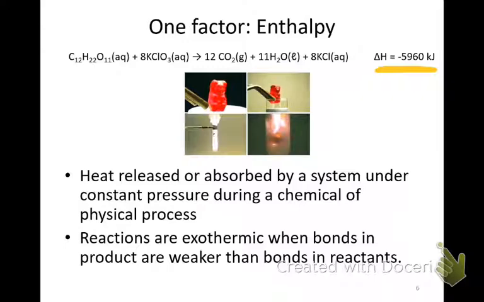And in fact, if you take the sucrose in the form of a gummy bear and you add it to some potassium chlorate and heat it up a little bit to give it the activation energy to get started, then it will light the gummy bear on fire. I'll post a link to a YouTube version of that you can watch. It's kind of fun.